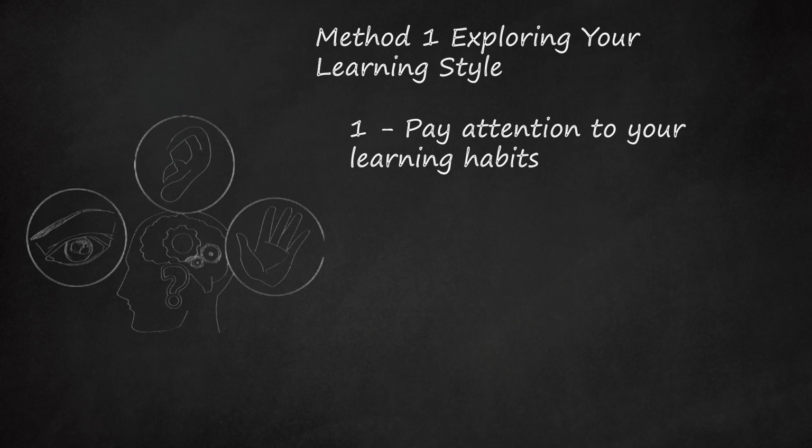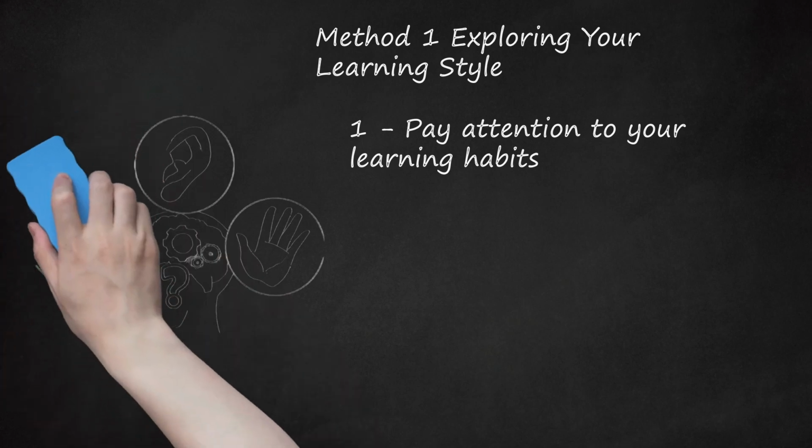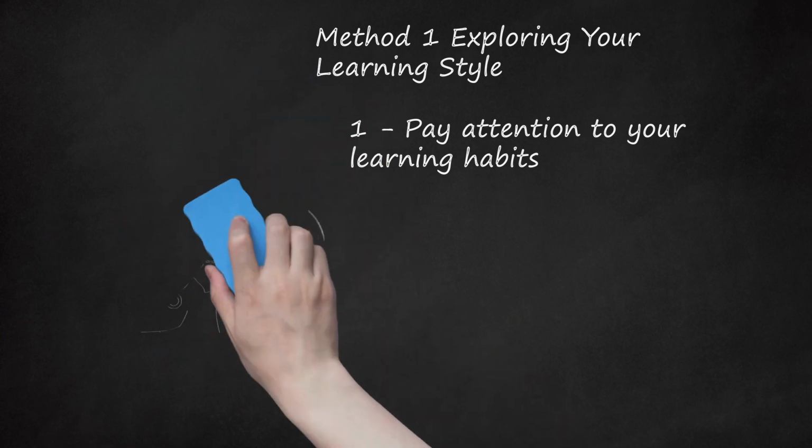When you can, write down the most comfortable way you understood a concept or idea. Write down exactly what made that concept click. Was it a graph, a word, or a sound? This will help you determine what kind of learner you are.